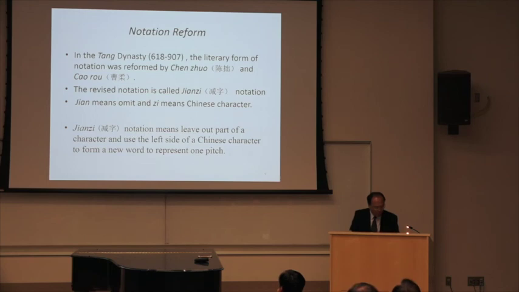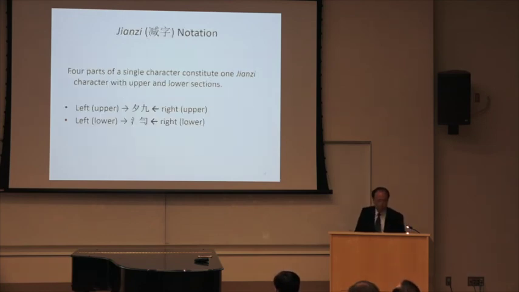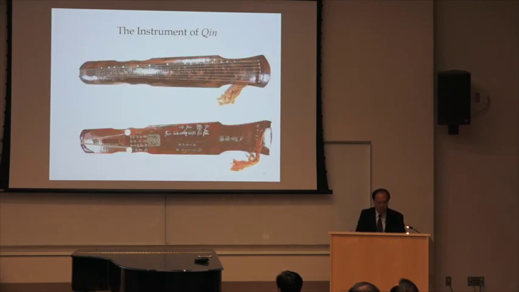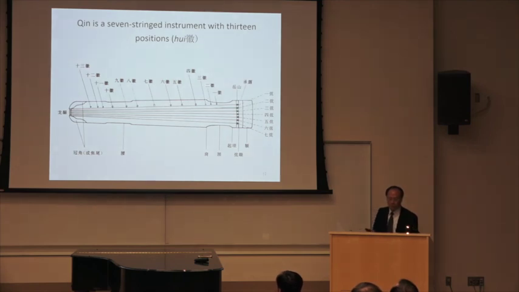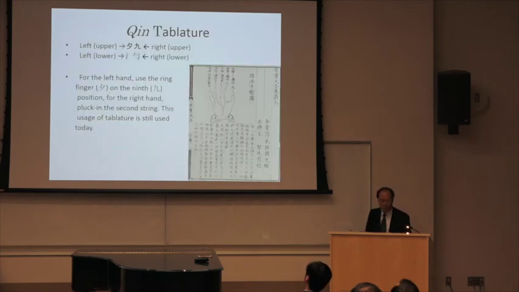Four parts of the single characters constitute the Jianzi character, with an upper and a lower section, like this. The Jianzi notation is four parts of the single characters, constituting the Jianzi characters with the upper and the lower. This is an instrument, a Qin. This is the front and this is the back. The Qin has 13 positions and 7 strings.